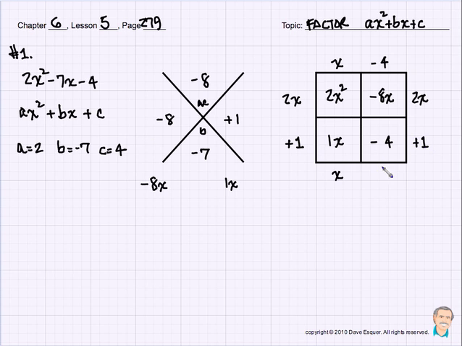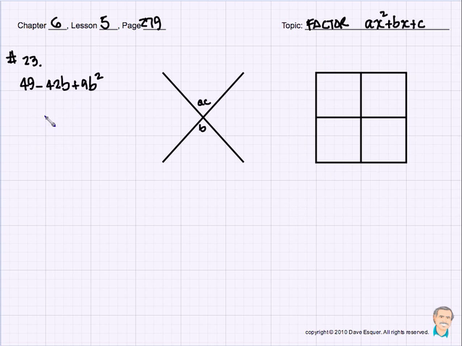And if this side is a plus 1 and this side down here is a minus 4, our final check gives us that area in the lower right corner of minus 4. So again, we have the two factors we need, and we can write them out as x minus 4 times 2x plus 1. And if we FOIL those, we do indeed end up with 2x squared minus 7x minus 4.